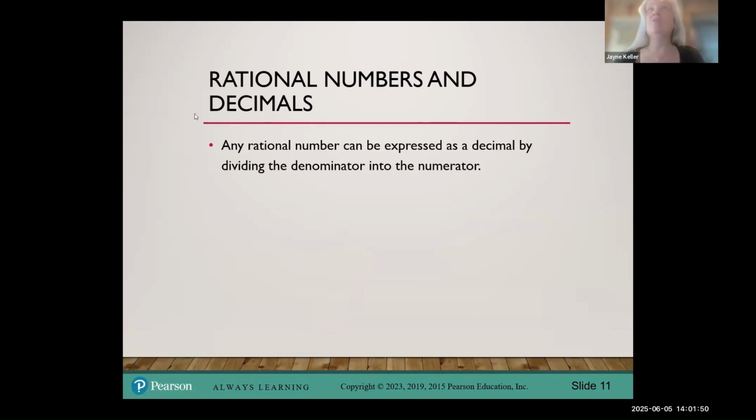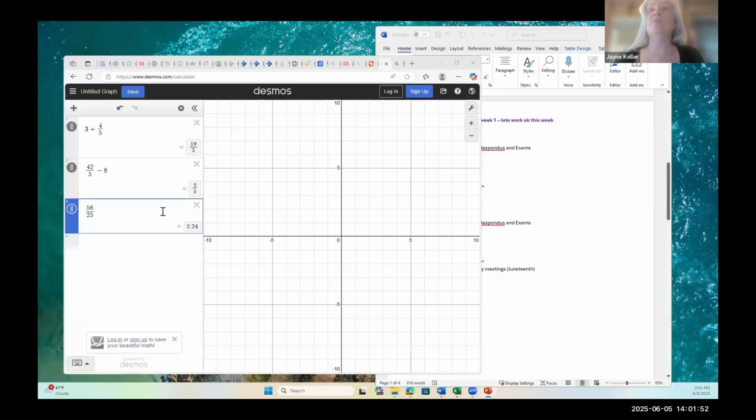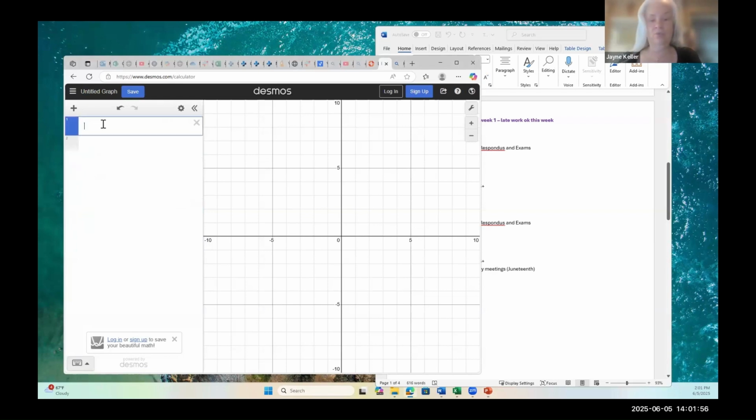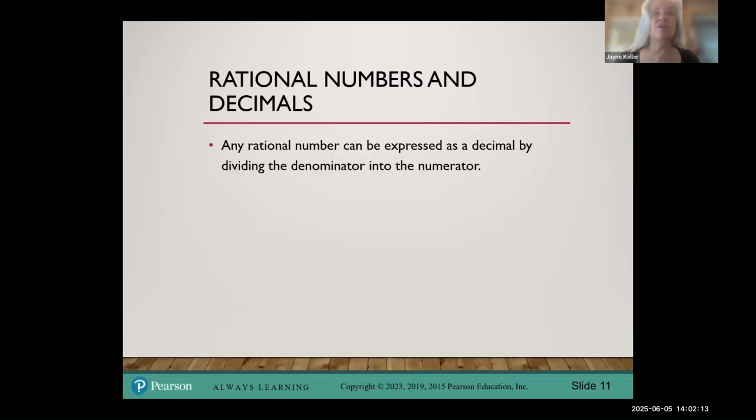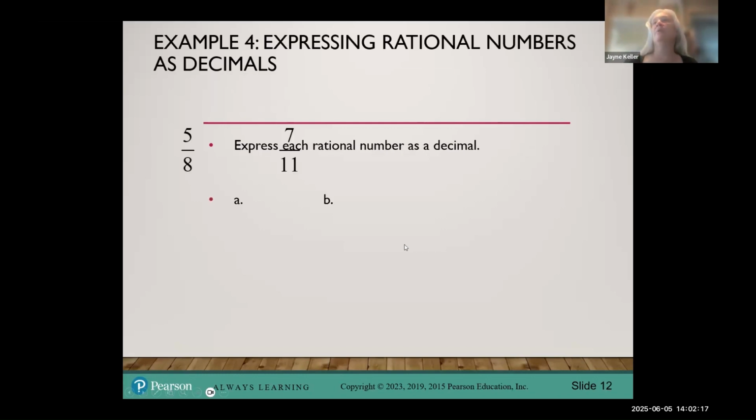But we can also do that one in Desmos. So if I do 5, remember this just means division, 5 divided by 8, so there it is, 0.625. So going in that direction is really simple. Going in the other direction is also fairly simple, except there's usually another step.